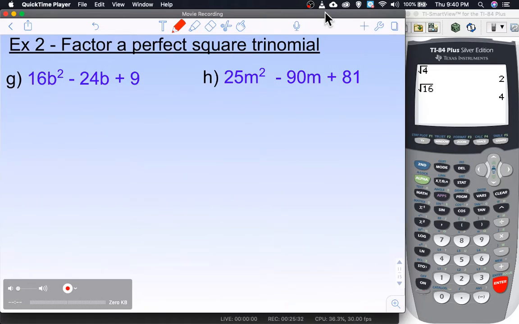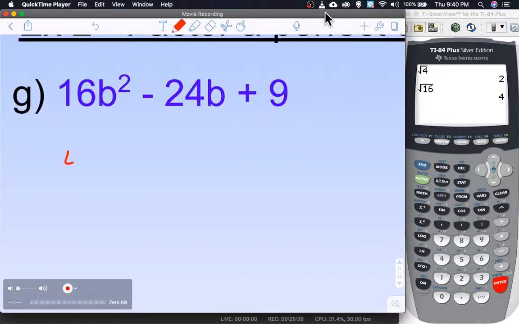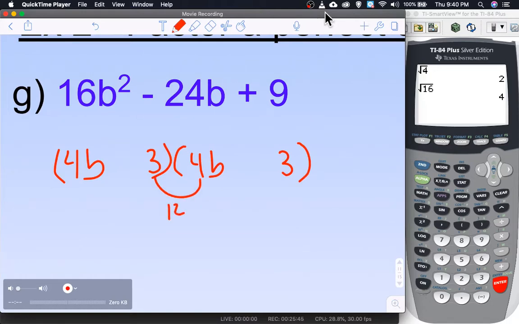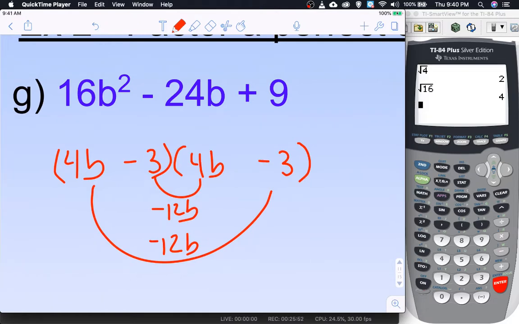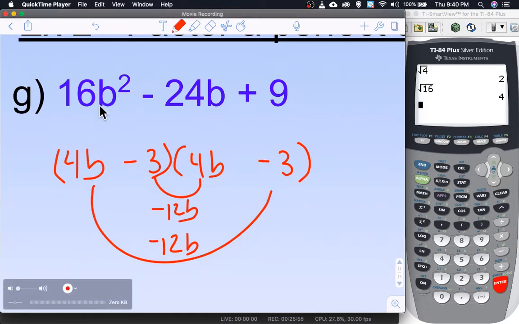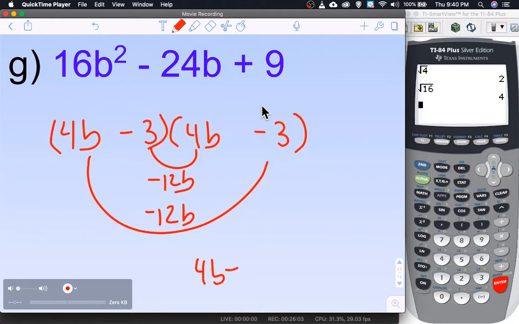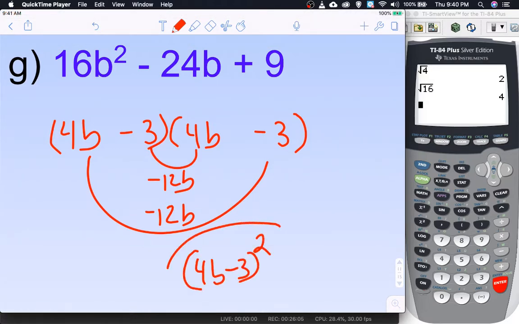We've got both perfect squares, 4b and 3. That gives me a 12b. To get a negative 24, they would both need to be negatives, which make those both minuses. And a quick check. Everything looks good. Negative 3 times negative 3 is positive 9. So 4b minus 3 squared is our answer.